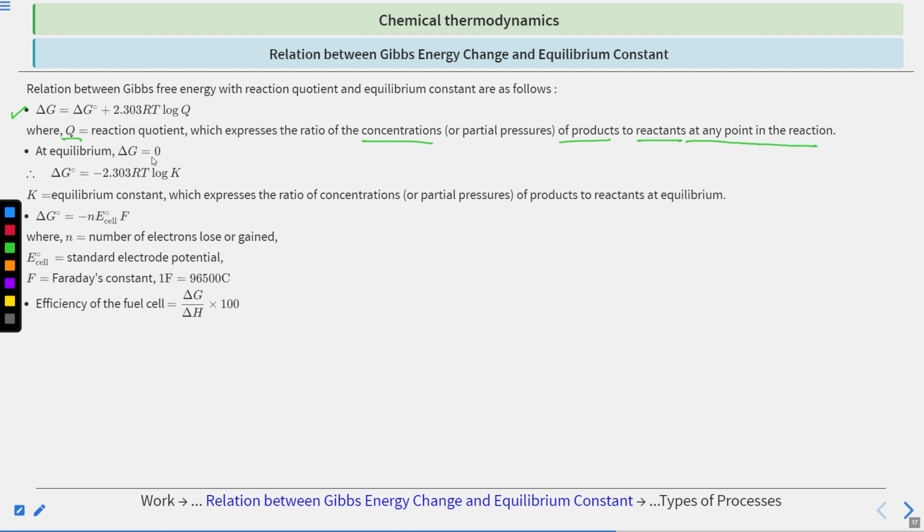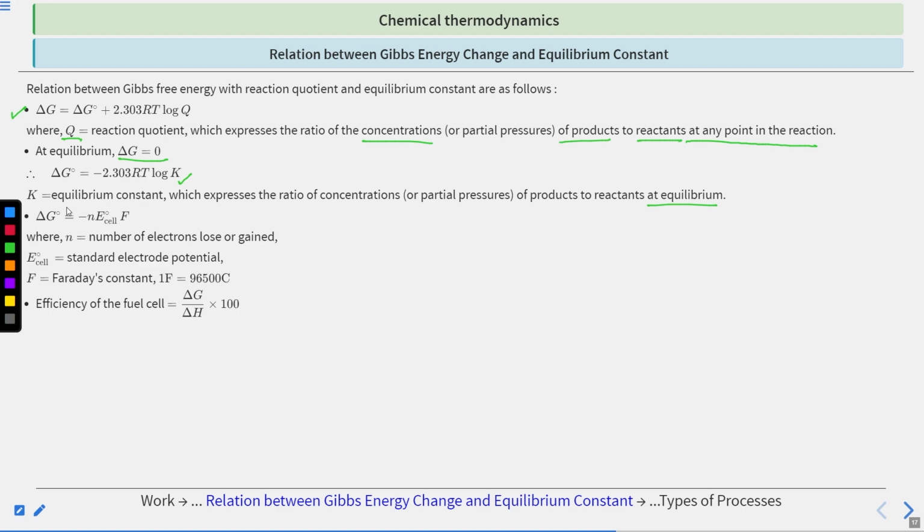And at equilibrium, delta G becomes 0. So delta G naught will be equal to minus 2.303 RT log K. Here K comes in because K is the equilibrium constant, which expresses the ratio of concentration or partial pressure of products to the reactants at equilibrium. And at equilibrium, delta G will also become 0. So delta G naught equals minus n E naught of cell F.